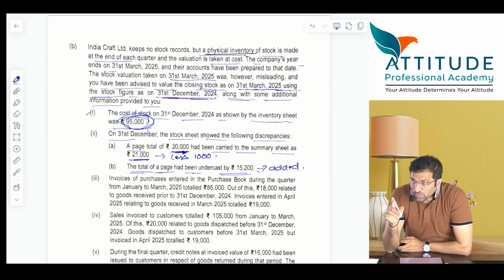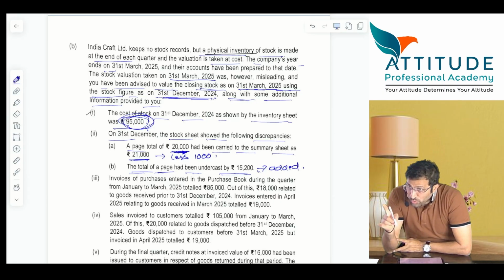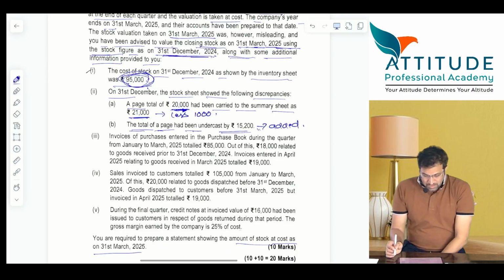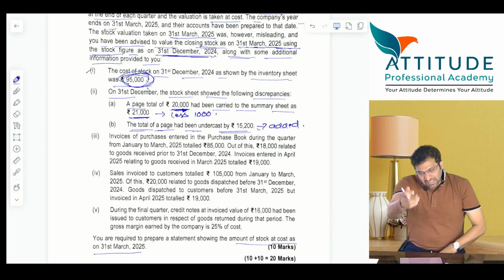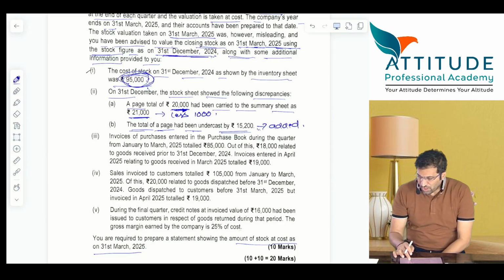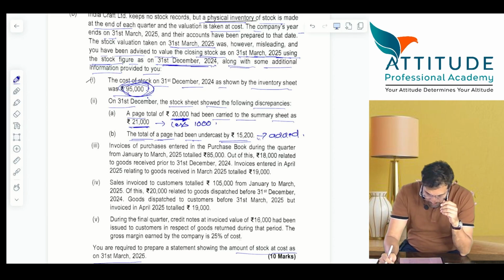Now I will only discuss and you have to do it fast. First I will discuss, then I will give you the answer. Is that clear? Next, tell me. Next one. Do it, we'll start doing. Valuation of stock on 31st March 2025.